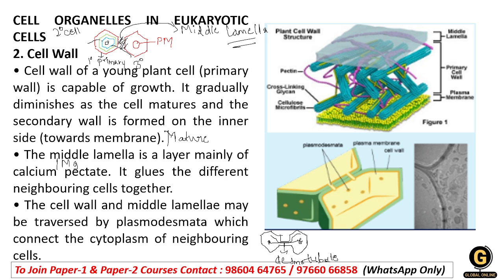now in this condition, you can see the cell wall and the middle lamella, this was the middle lamella, have been traversed by plasmodesmata. Plasmodesmata is a condition which connects the cytoplasm of the two neighboring cells. It is a living connection. Okay, it is a living connection. Is it clear, students, what the plasmodesmata condition is?